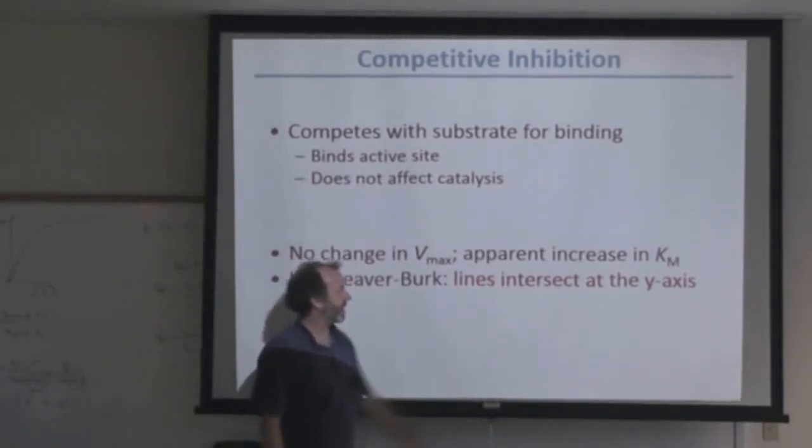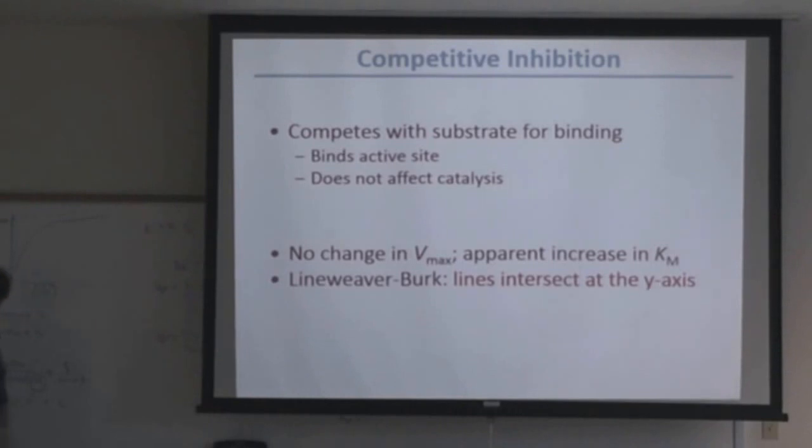Lineweaver-Burk plot, the lines are going to intersect at the y-axis. So this is your Lineweaver-Burk. So this is without inhibitor, and this would be with, right? The Vmax stays the same, so that's why it intersects there. But what's increasing is your Km is getting bigger, the Vmax stays the same, so you see an increase in the plot like that.